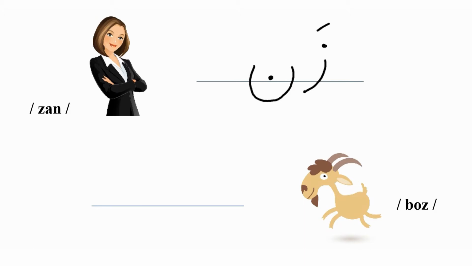And look at this animal here. Do you know what it is? Yes, a goat. Buz. So we have the initial B, then Bu. So the accent O, the short vowel O, Bu, then Z, Buz.